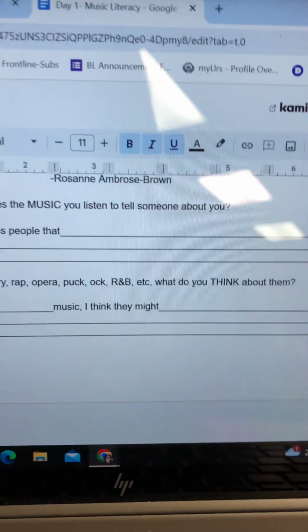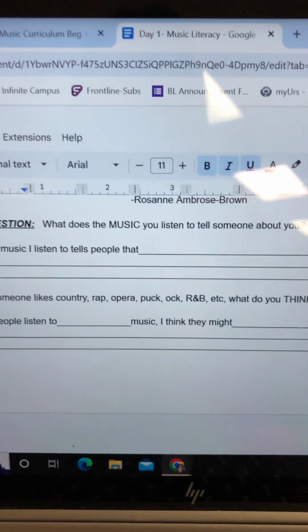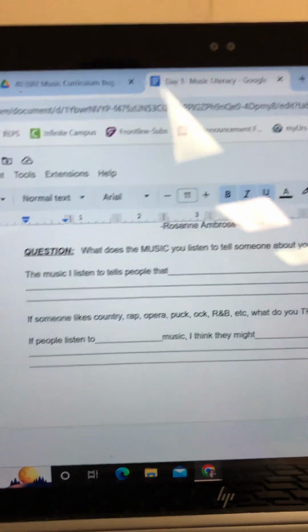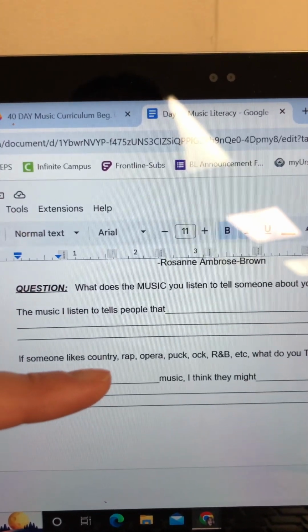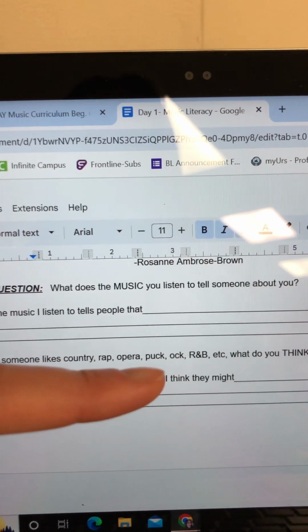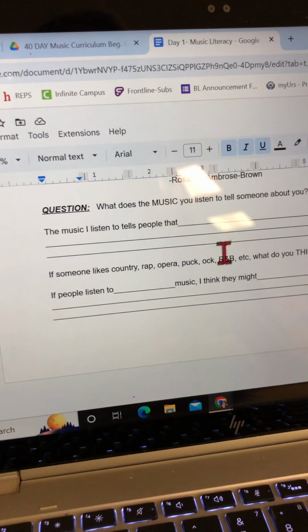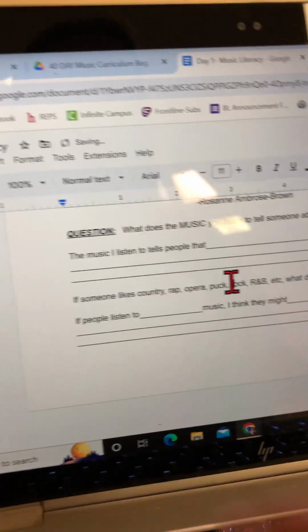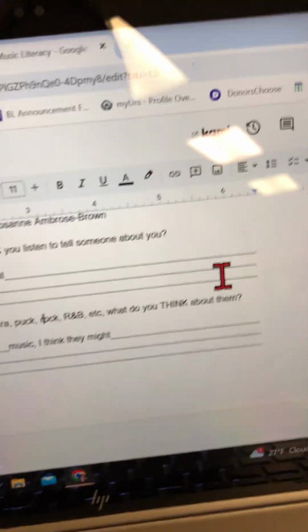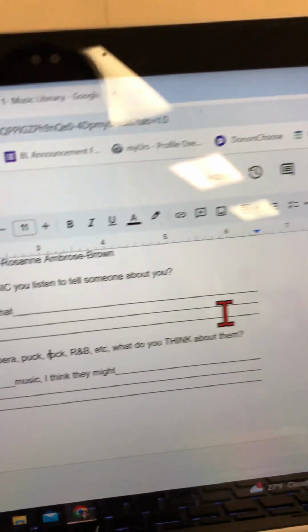Okay, next question. There's no right or wrong answer to any of these questions, but this one right here. If someone likes country, rap, opera, punk, oh, that's supposed to say rock. That's a typo, let's fix it. Rock, R&B, etc. What do you think about them?